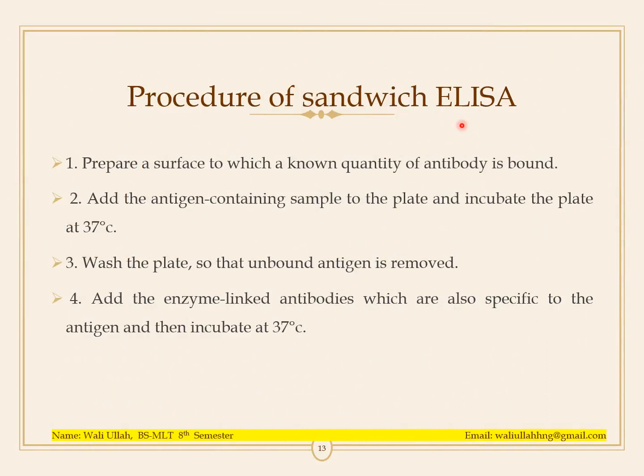Procedure of sandwich ELISA. Prepare a surface to which a known quantity of antibody is bound. The second step, add the antigen-containing sample to the plate and incubate the plate at 37 degrees centigrade. The third step, wash the plate so that unbound antigen is removed. In the fourth step, add the enzyme-linked antibodies, which are also specific to the antigen, and then incubate at 37 degrees centigrade.